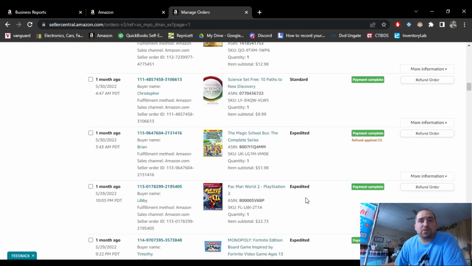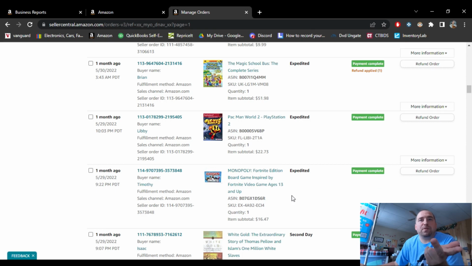We got a video game here sold for $23. Pac-Man World 2 on PlayStation 2. Always scan the games. I don't buy them unless the manual's inside, the disc is in good condition, and the cover art is there. So those are the three things I look at. So we got a book, a DVD, a video game, and then we have a board game.